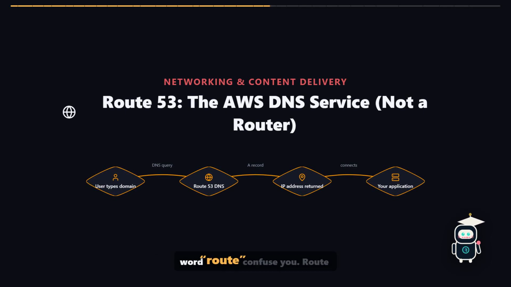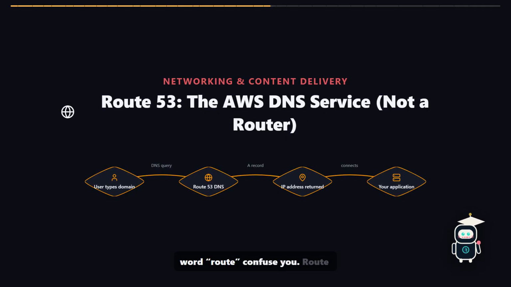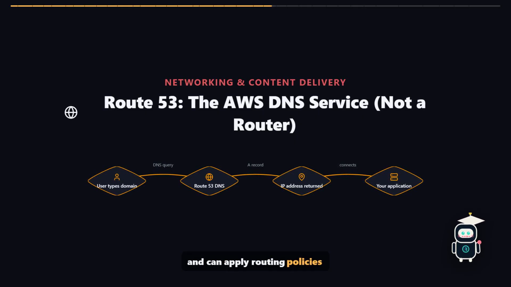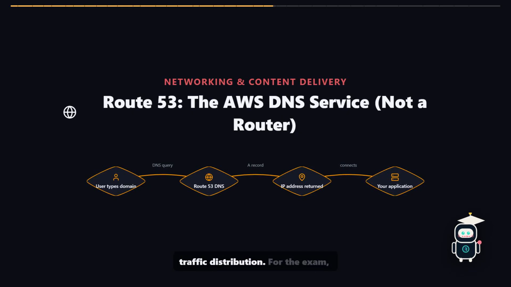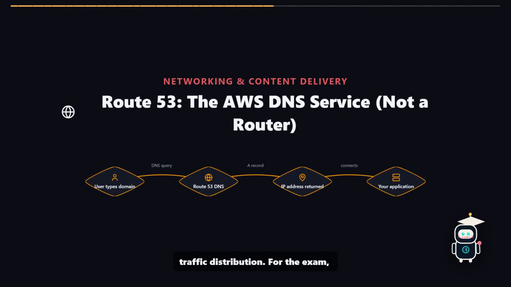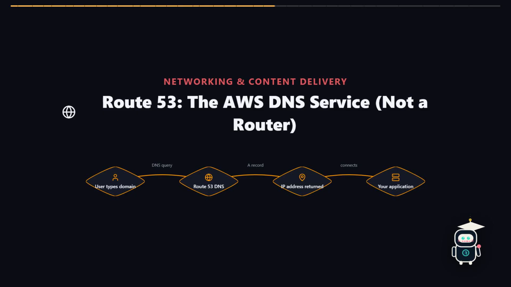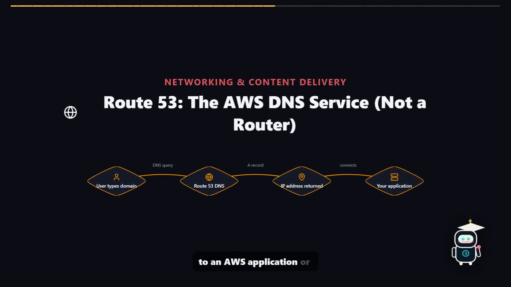Do not let the word route confuse you. Route 53 does not forward your application packets like a network router. It answers DNS queries and can apply routing policies based on factors such as health, latency, geography, or weighted traffic distribution. For the exam, the memory trigger is this. If the question asks which service maps a custom domain to an AWS application or manages DNS routing, the answer is Route 53.